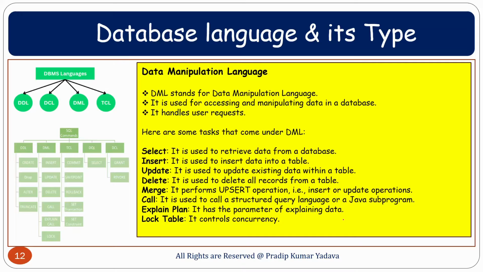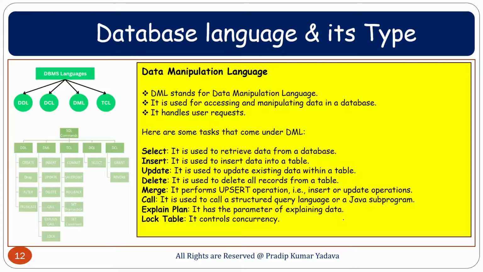Now data manipulation language, so basically DML stands for data manipulation language, and it is used for accessing and manipulating data in the database. Accessing means we are just trying to retrieve data from the database. That is like select. Select is an example of data retrieval process or accessing process. Manipulating means we are inserting some data or updating some data. So that is an example of manipulation. And it handles user requests.